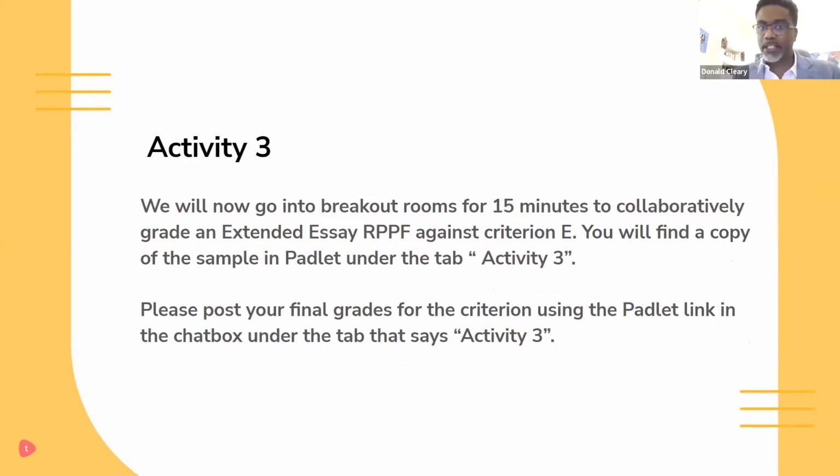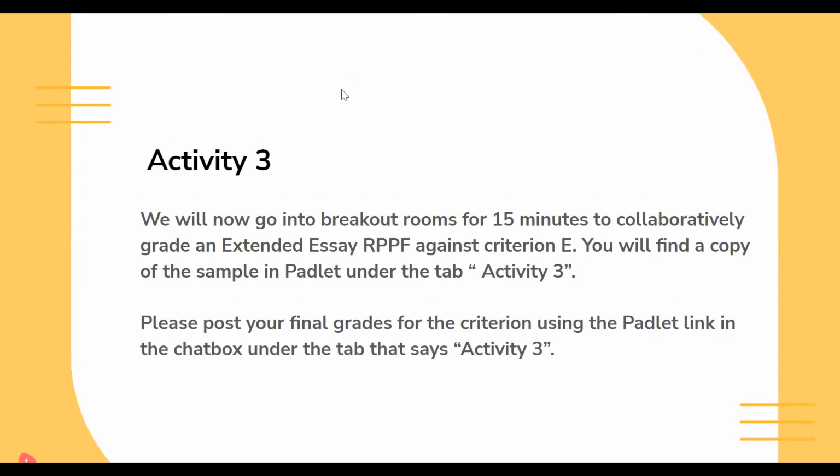All right. So this is the last one here that we're going to do. In this one you're looking at an RPPF and thinking how much you would give it out of 6. This should be an easier read. It's just 500 words, so it should be an easier read. And your breakout room starts now.